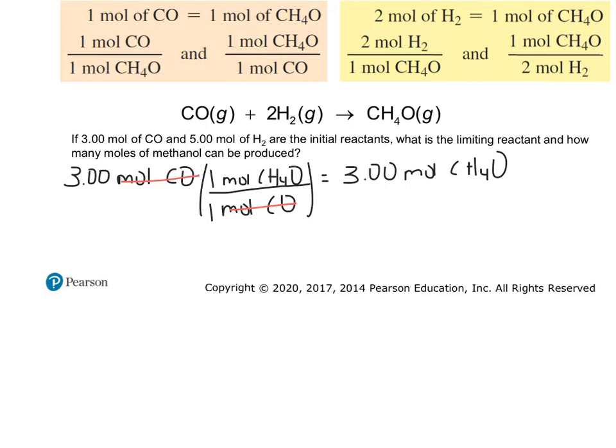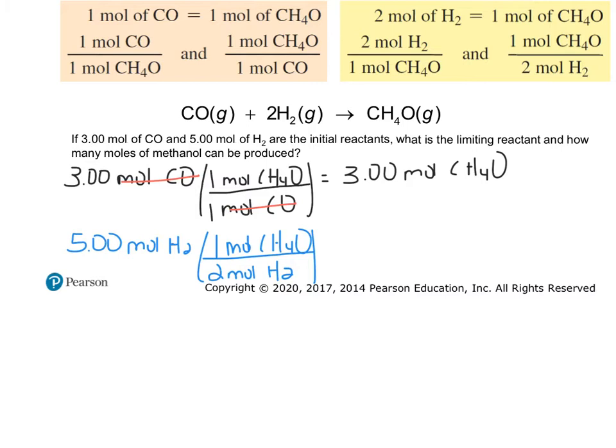Then I'm going to do the same thing for the 5 moles of hydrogen. This time I'm going to use my hydrogen mole ratio. I'm going to still put methanol on top. That's still my unknown. And then I'm going to put, this time, 2 moles of hydrogen, because that's the coefficient in front of hydrogen. Looking then at my units, moles of hydrogen cancel, and I'm going to take 5 and divide it by 2, and that gives me 2.5 moles of the methanol.